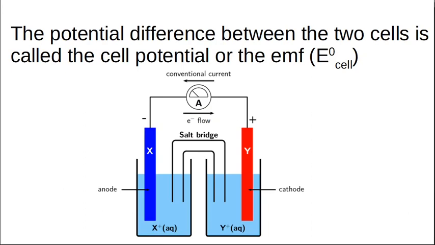So when we connect this circuit up, with the electrode in the electrolyte and the other electrode in the other electrolyte, and my salt bridge connecting them to ensure neutrality, the reading on your ammeter, or the potential difference between the two cells, is called the cell potential or the cell EMF, and we write it as E° cell.